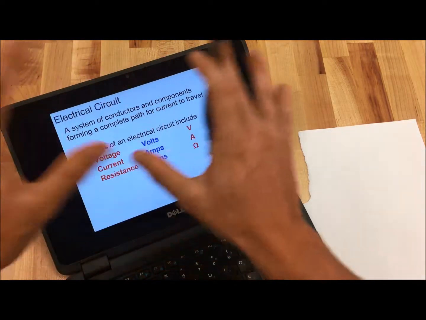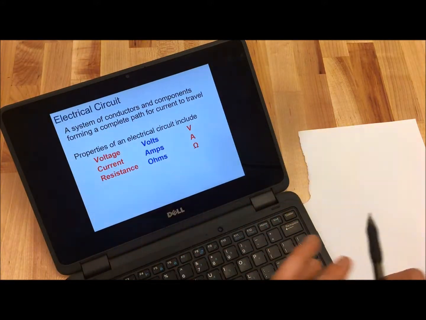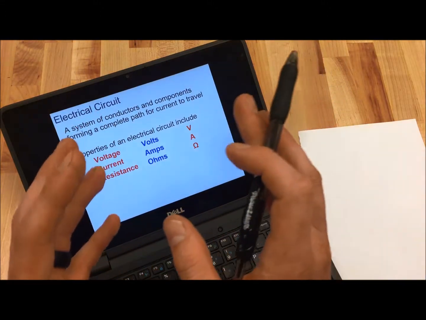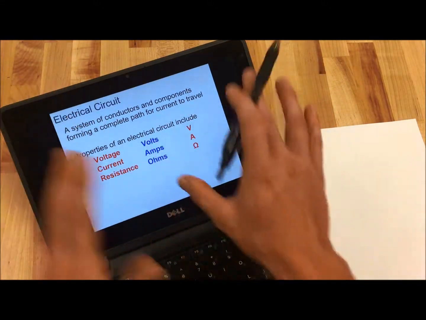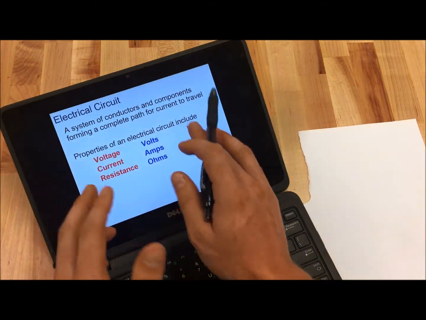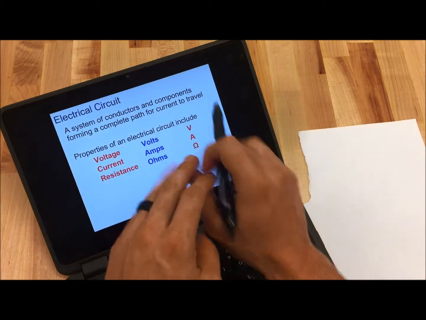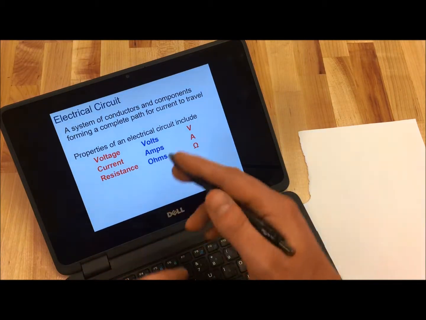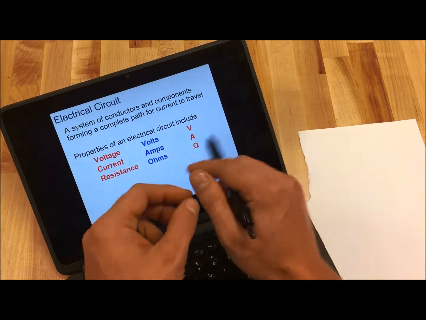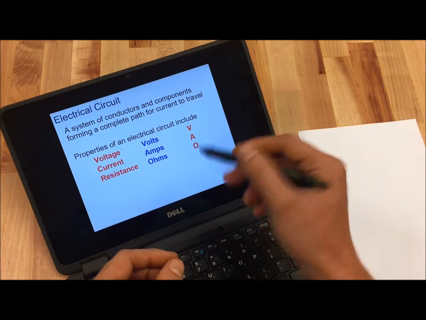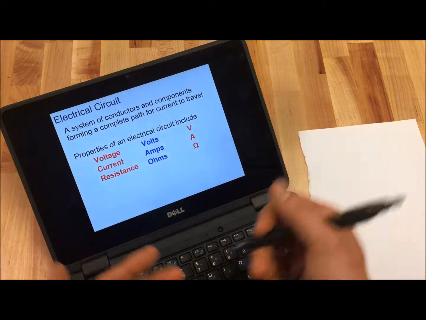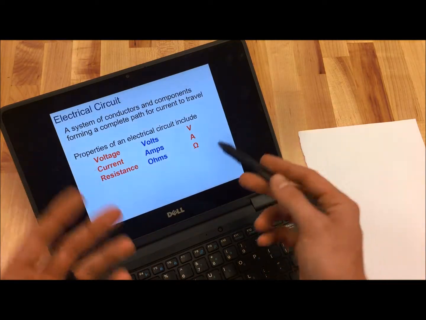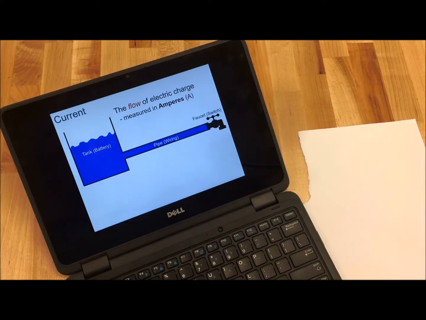So now let's talk about the electrical circuit itself. So how can we calculate voltage, current, and resistance? To start, we got to know what all these are. So volts is voltage, represented by the letter V. Current is amps, represented by the letter A. And resistance is ohms, represented by this horseshoe symbol. I think it's omega. I'm not the best at Greek alphabet or anything, so I might be wrong, but it's the horseshoe symbol.